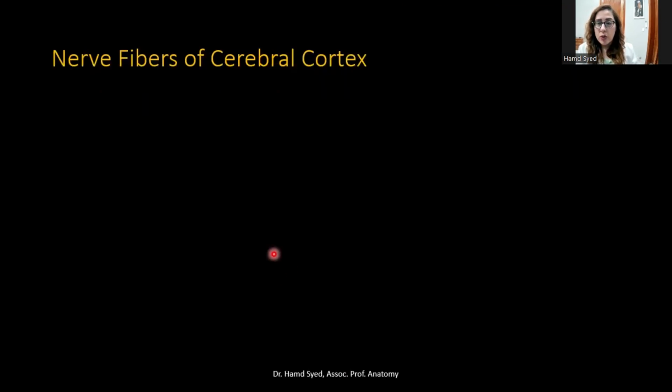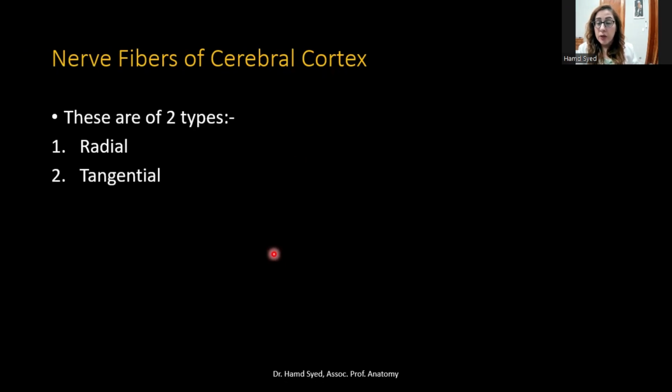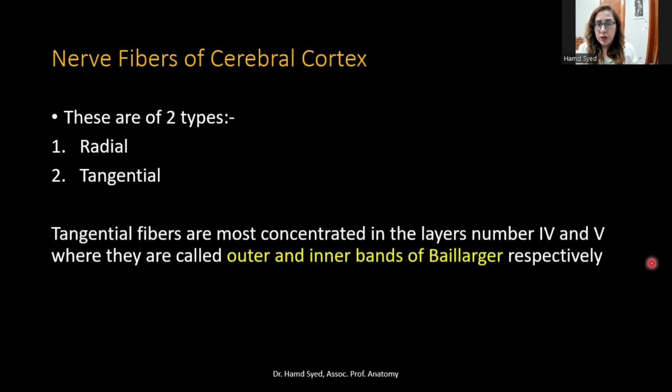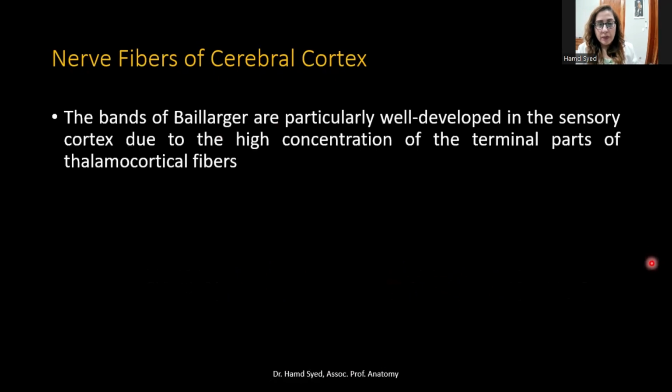Okay, so now let's look at the nerve fibers. How are they arranged within the cerebral cortex? Well, there are 2 types, the radially arranged fibers and then those which are tangentially arranged. The tangential fibers are most concentrated in layers number 4 and 5, which I just showed you, where they're known as the outer and inner bands of Baillarger, respectively. Now, the bands of Baillarger are particularly well developed in the sensory cortex, because over here there is a higher concentration of the terminal parts of thalamocortical fibers.